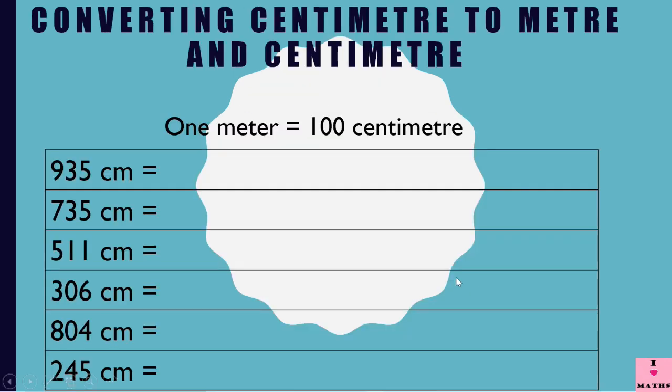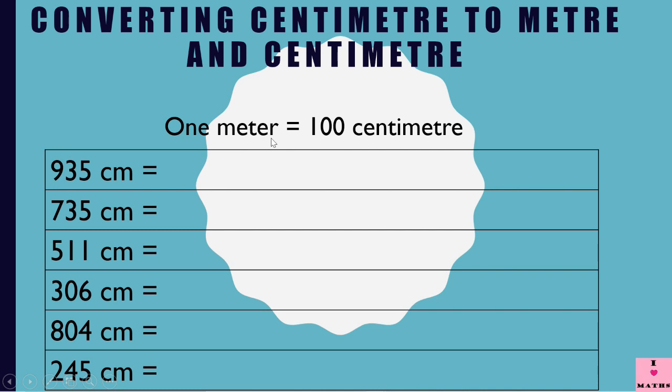Now in this slide, we are going to convert centimeter to meter and centimeter. When I showed you the slide of the car, I told you that we can measure it in meters as well as in centimeters. So if a long object is measured in centimeters and we want to change it into meters and centimeters, this is how we do it.